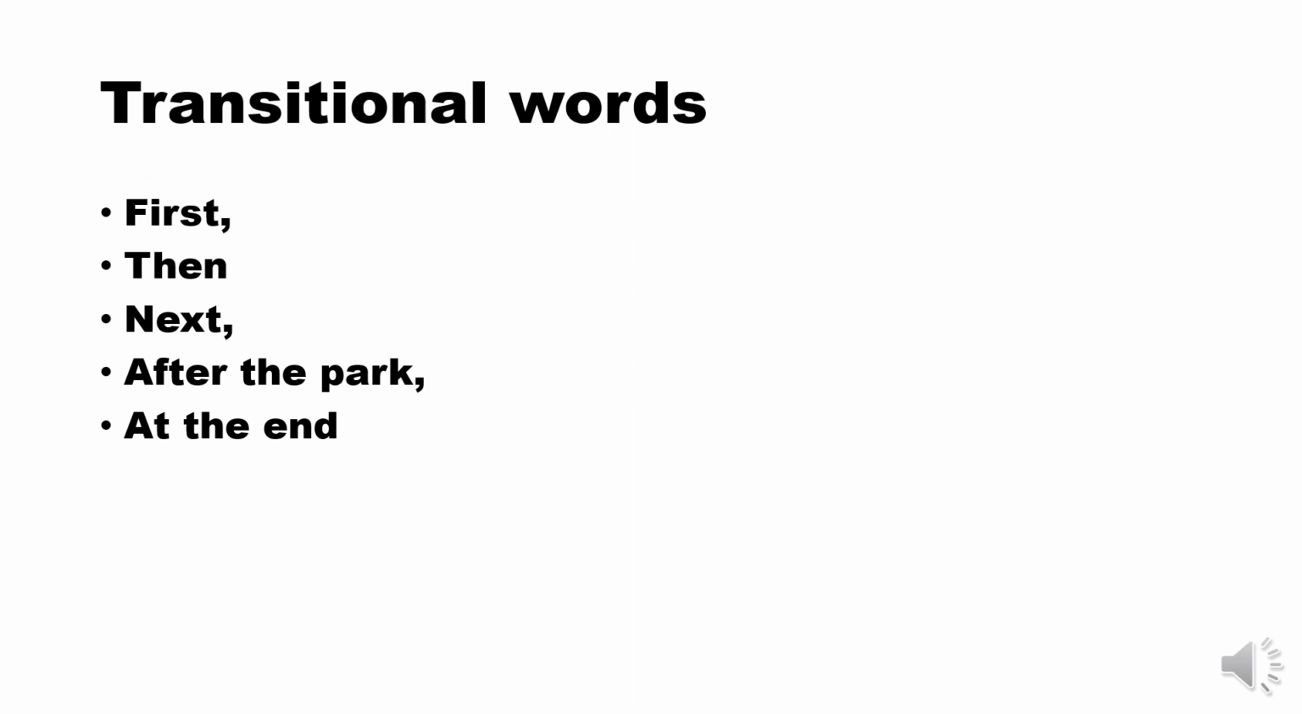So these are called transitional words in English, because they are used to take us from one part of information to another part of information. That's why they are called transitional words. They create cohesion and order in your message.